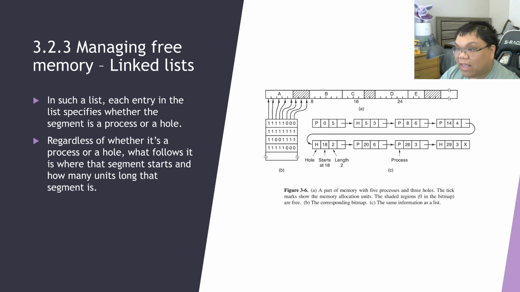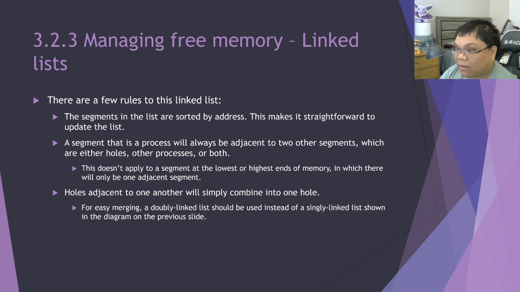In such a list, each entry in this list specifies whether the segment is a process or a hole. That segment states where it starts and how long it is. There are a few rules to this linked list, by the way. The segments in the list are sorted by address. This makes it straightforward to update the list. A segment that is a process will always have 2 adjacent segments to it, unless it's at one of the ends of memory, in which case it'll only have 1 adjacent segment.